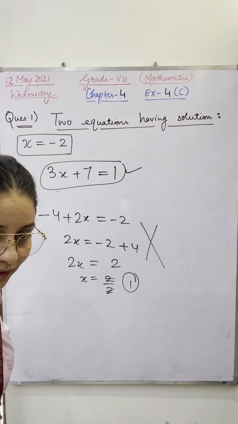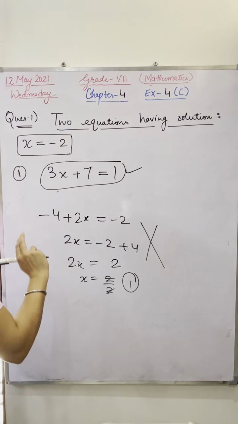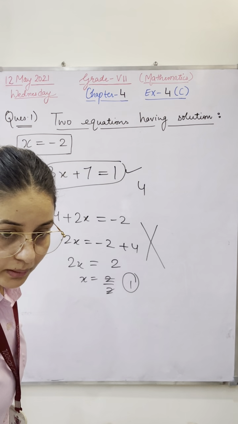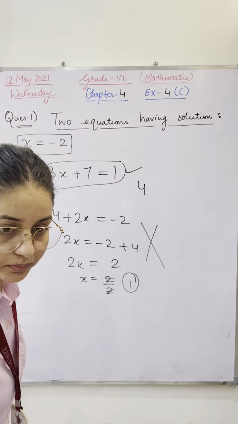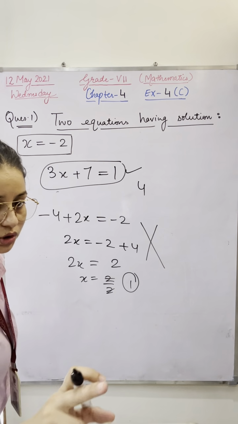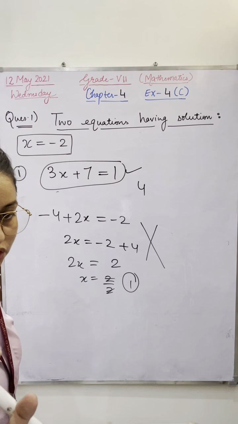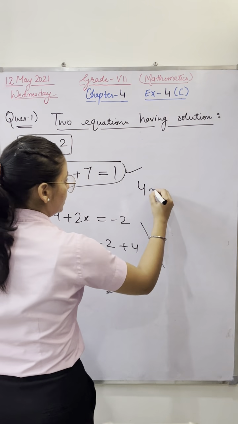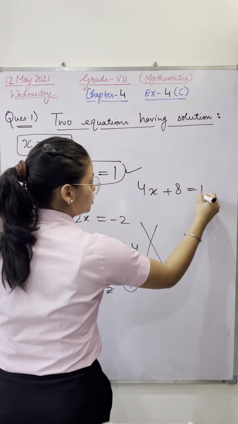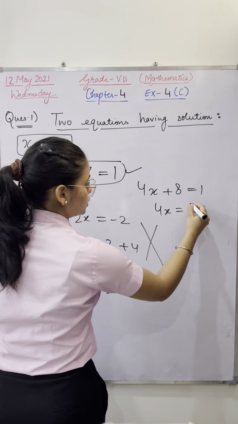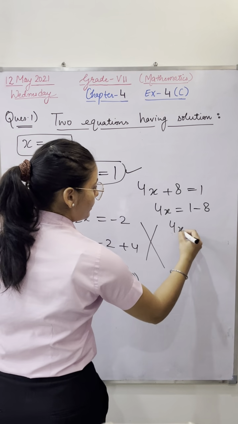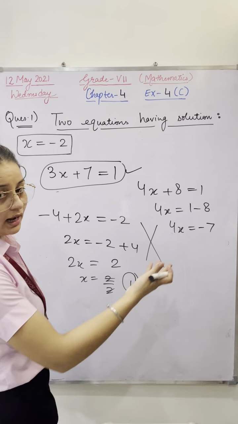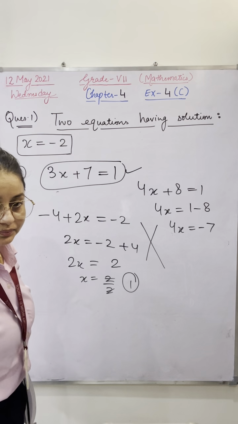Ananya, the equation is wrong. Okay, let me check. One more student has made an equation. Tanisha has made the equation 4. Just wait. Sorry. 2 into x. No, Tanisha, multiplication is not possible. Ayan Kokar has made 4x plus 8. 4x plus 8 is equal to 1. 4x is equal to 1 minus 8. 4x is equal to what? Minus 7. Ayan, the answer cannot come.